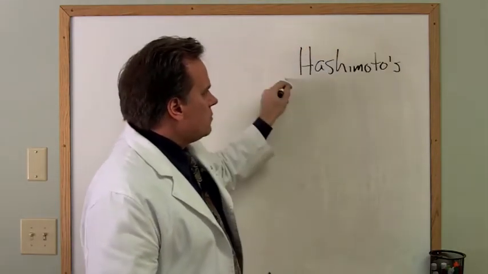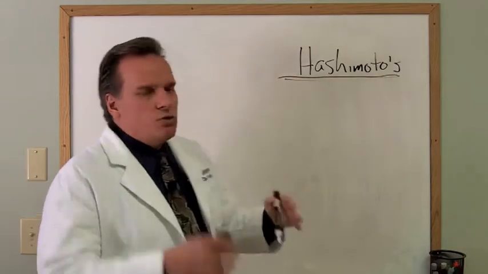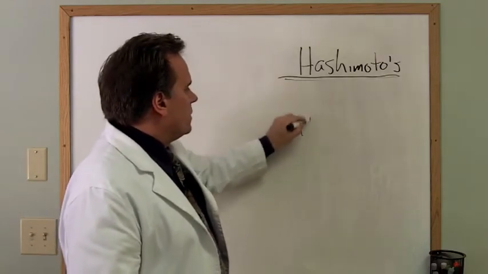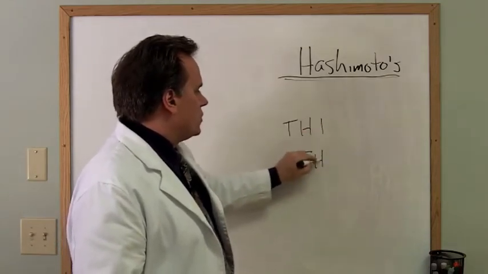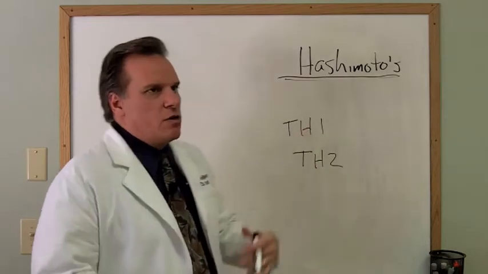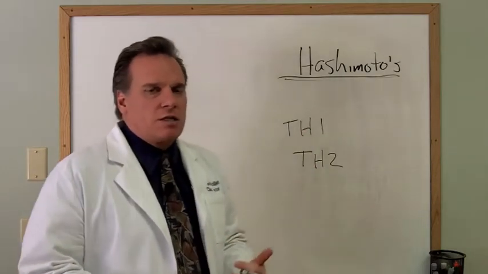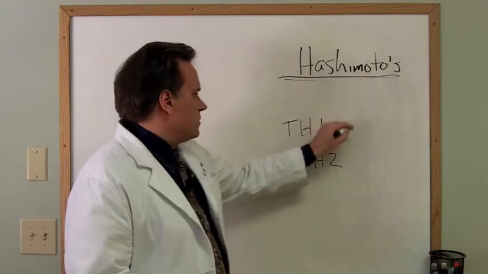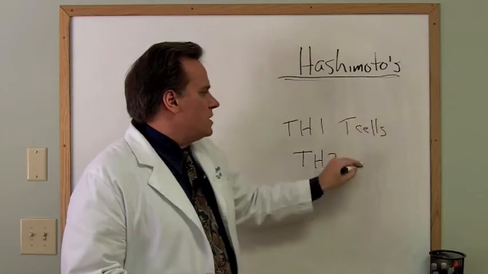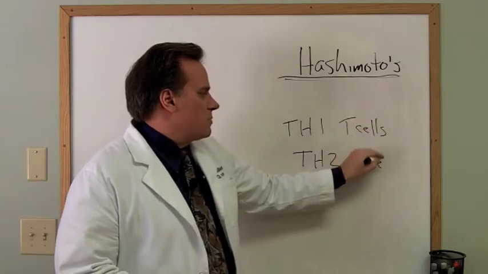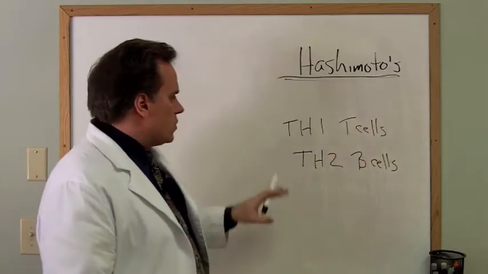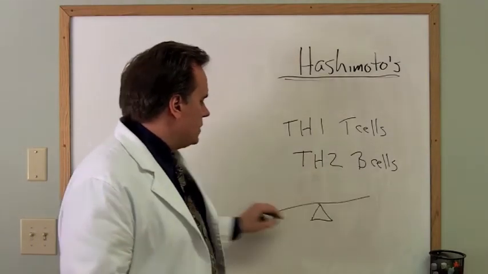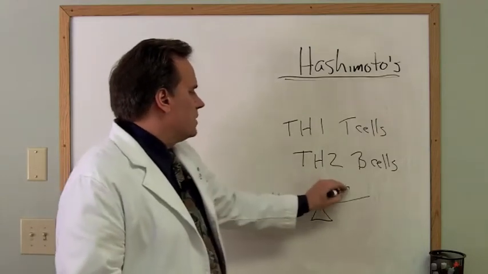occur. With Hashimoto's, you're going to get this huge immune reaction occurring from the different immune cells, Th1 and Th2 types of immune cells. The Th1 side are the cells that help kill things. They're the cytotoxic cells, natural killer cells. And then there's the Th2 side, where you have the B cells, which are your cells in your immune system that help you make antibodies. So you have this teeter-totter act going on between the Th1 side and the Th2 side.